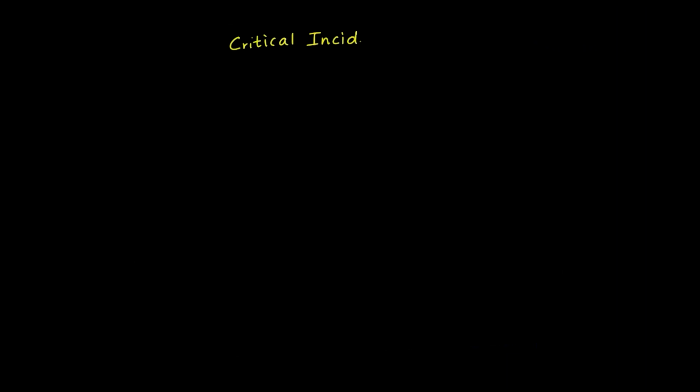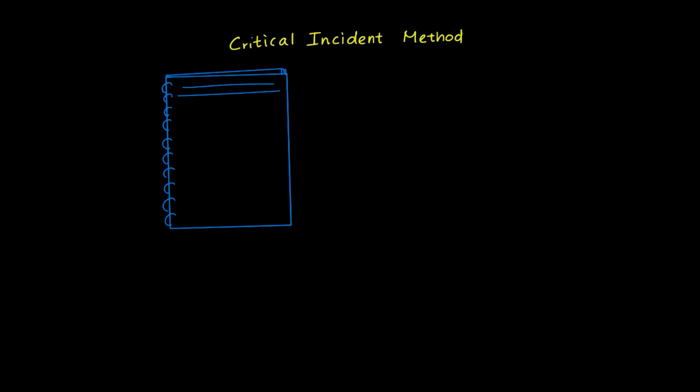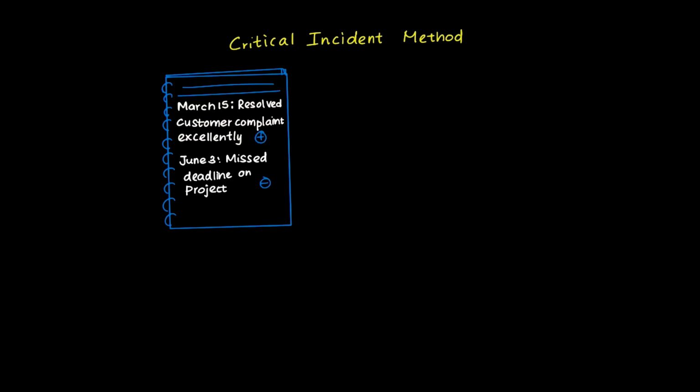The critical incident method requires managers to document specific, positive and negative behaviours as they happen throughout the year. You keep a log of concrete examples: when someone handled a crisis well, when someone made a significant error. Come review time, you have real evidence to discuss.